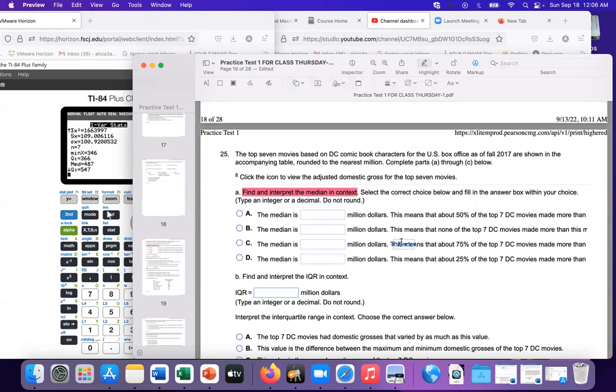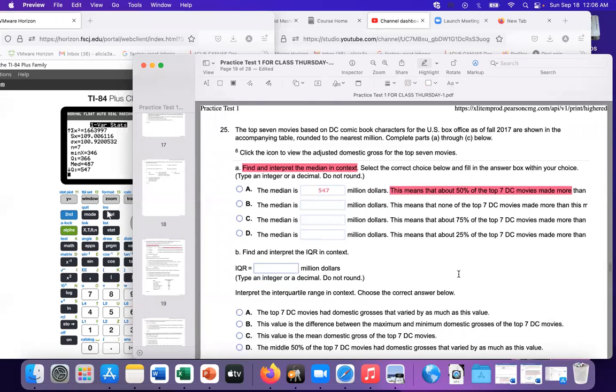Using my lovely little thing here, the median was up here. So we're in part A. I should have highlighted it to help me out. I'm going to change this. Just that looks good. So it was $547 million. So about half of your values are higher, half of your values are lower.